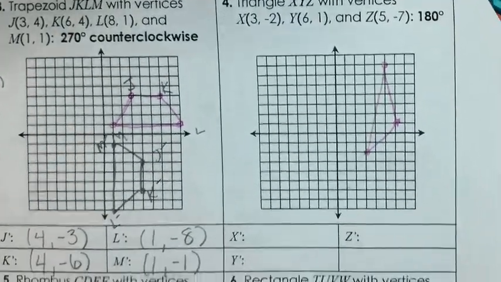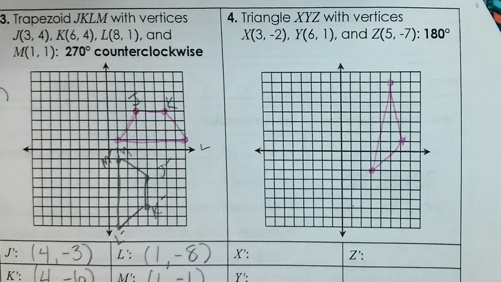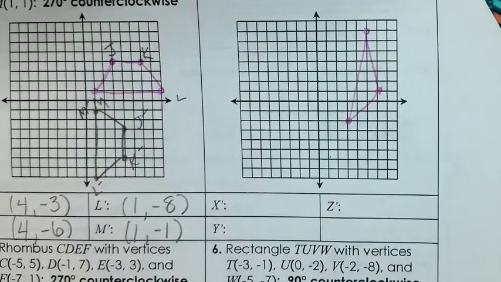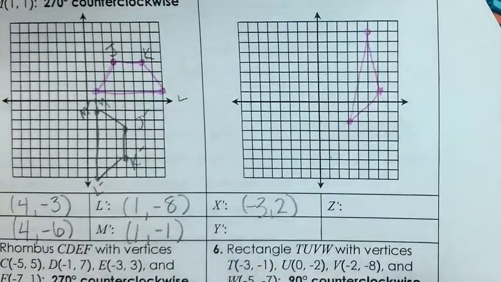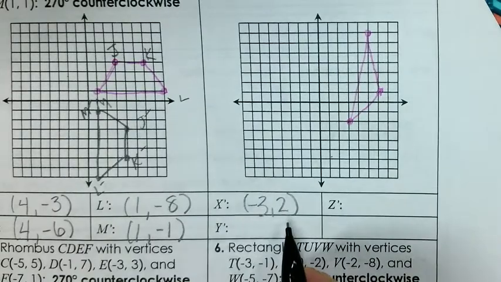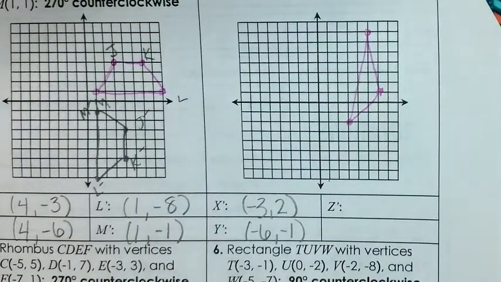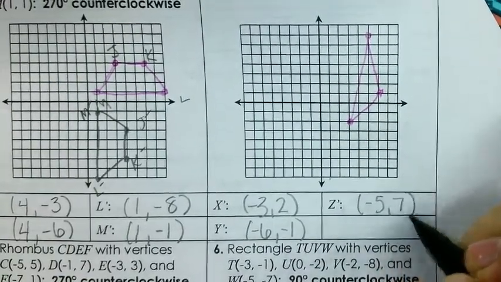try number 4 on your own. All right, let's determine if you did this successfully. I am not going to graph the new figure. I am just going to write down the coordinates. X prime is -3, 2. Y prime is -6, -1. And Z prime is -5, 7.